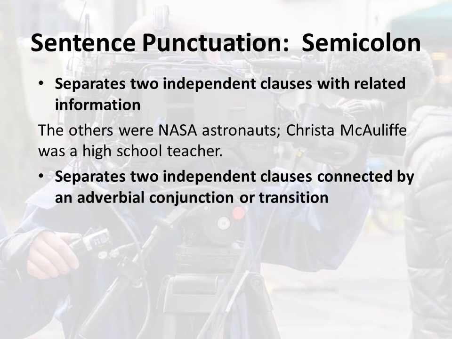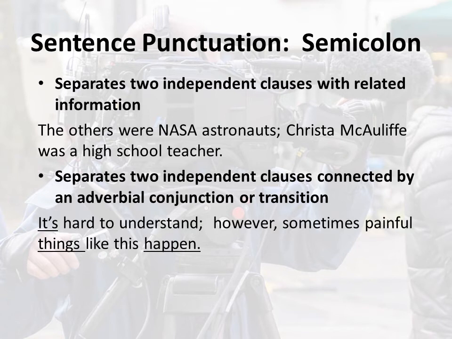A semicolon also separates 2 independent clauses that are connected by an adverbial conjunction or a transition. That sounds really fancy. Maybe it's easier if we just look at an example. It's hard to understand, semicolon, however, comma, sometimes painful things like this happen. Now, the word however is not a subordinating conjunction. It's not a coordinating conjunction. It's something called a transition.